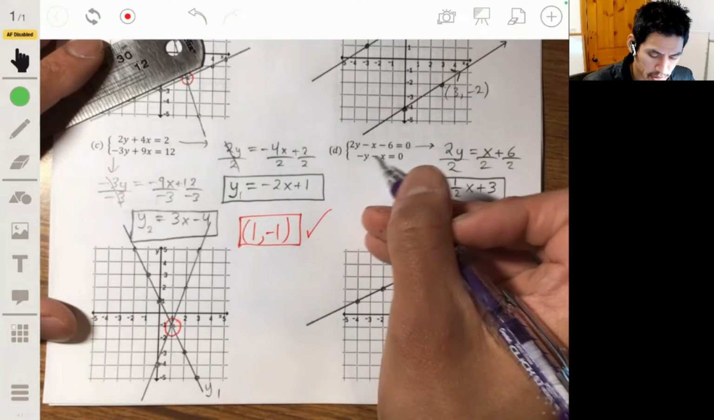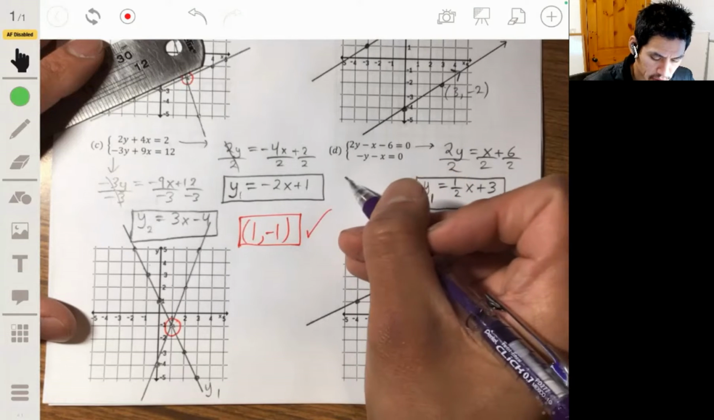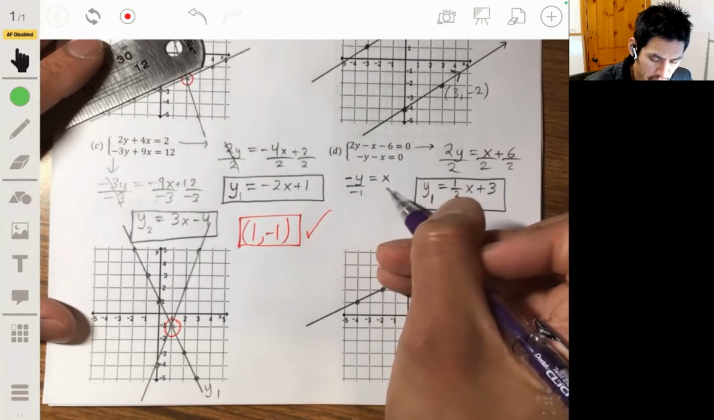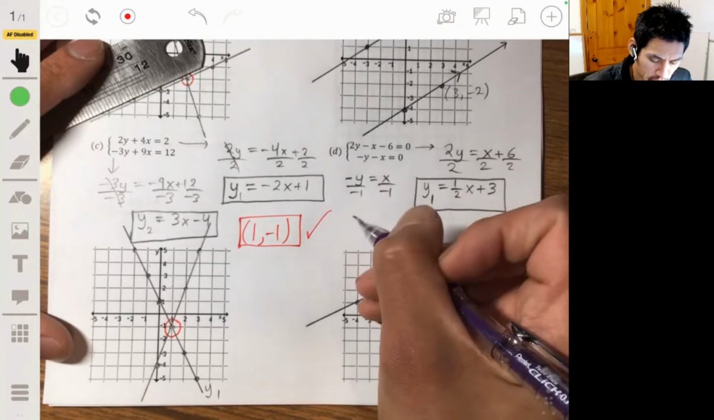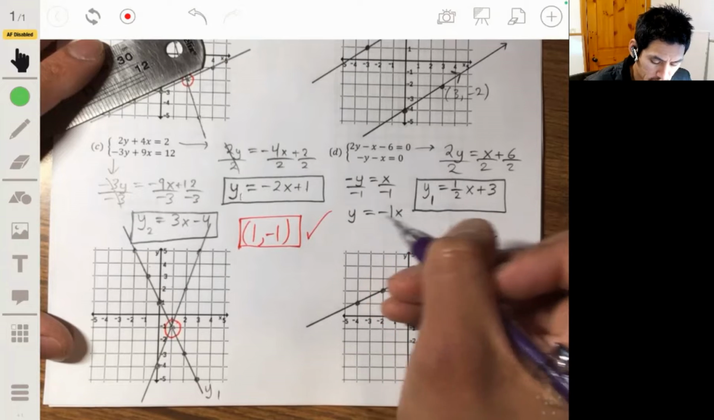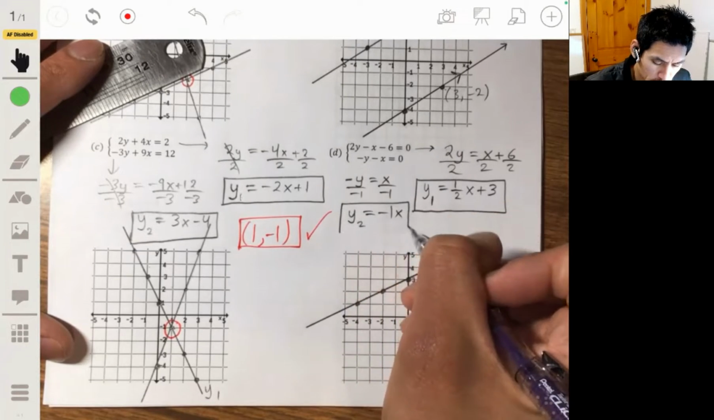Now for the second equation, let's add x to both sides. So we'll get -y equals +x. And then divide every term by -1. And we'll get positive y equals negative 1x or just negative x. And we'll call this y2.